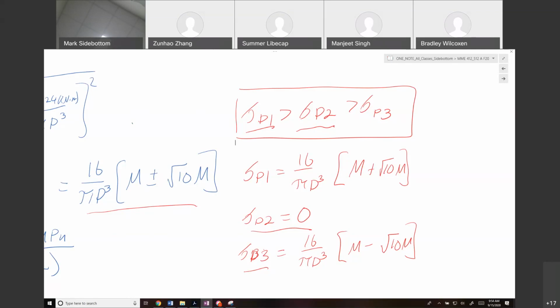So let's just keep going. If you need to take a little break, probably now would be a good time to do that, as we're getting set up for the last problem here.